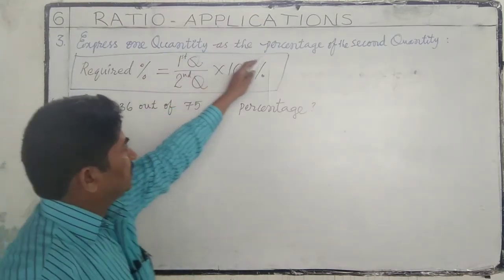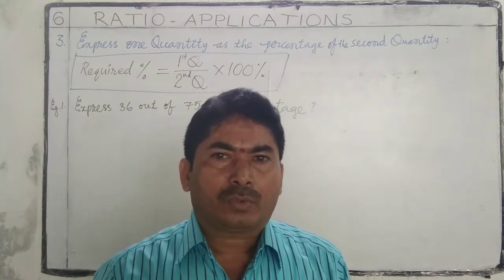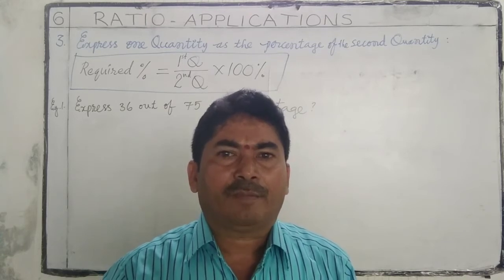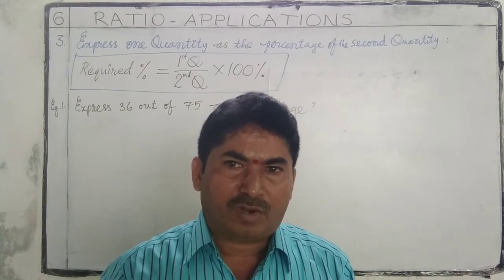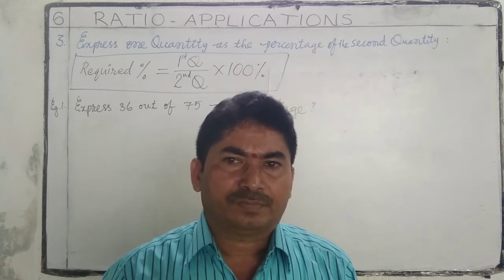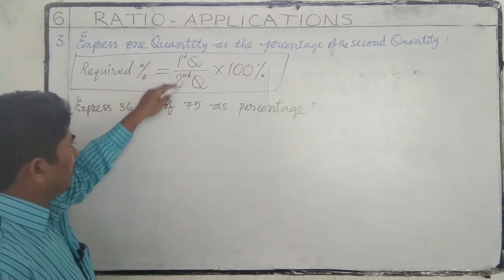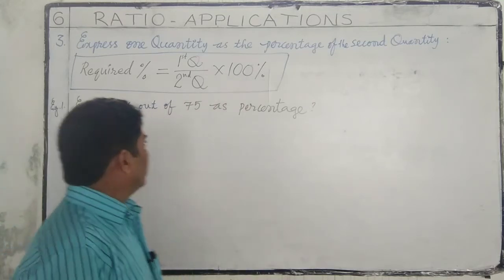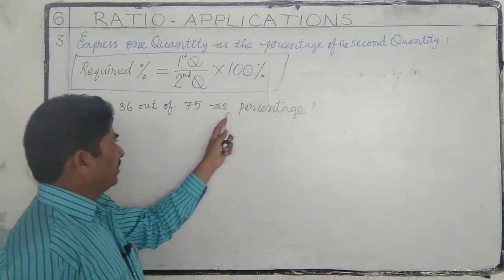Express one quantity as the percentage of the second quantity. To express one quantity as the percentage of the second quantity, first we have to divide the first quantity by the second quantity and multiply the quotient with 100 percentage. Here we have the procedure. Required percentage is equal to first quantity by second quantity into 100 percentage. To understand this, here we have an example. Express 36 out of 75 as percentage.